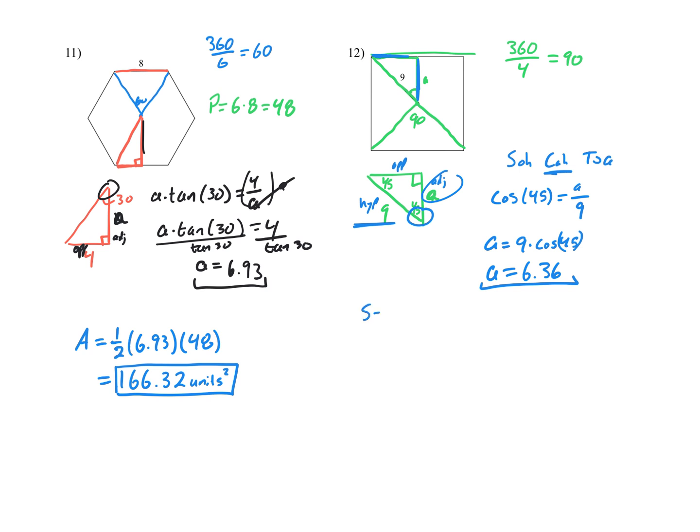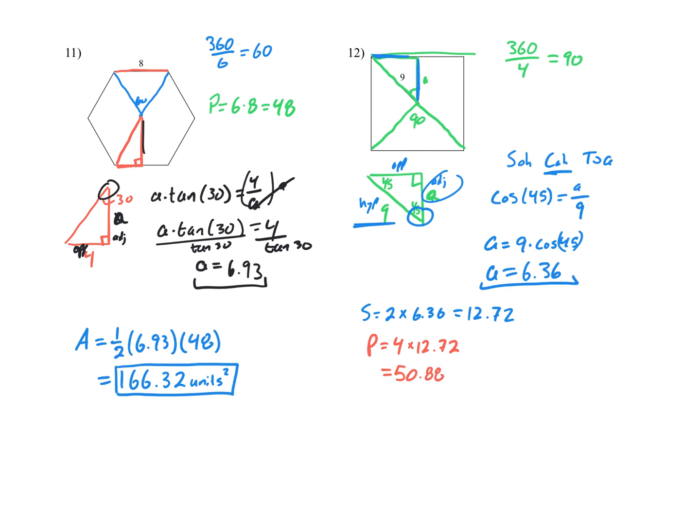So the side length is going to equal 2 times that 6.36, or 12.72. Brings us then to our perimeter, which would be 4 times that 12.72. Right, because we have 4 sides of our square here. So I'm going to say times 4. My perimeter is equal to 50.88.